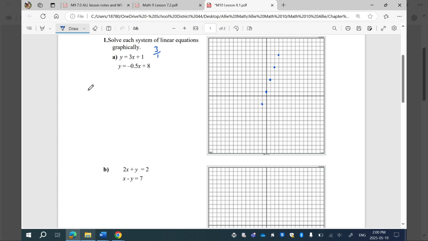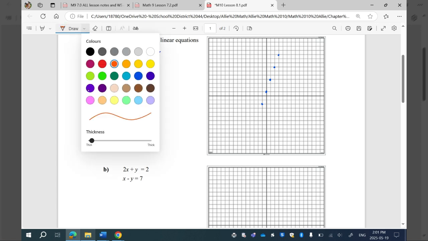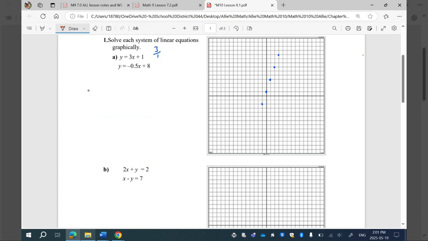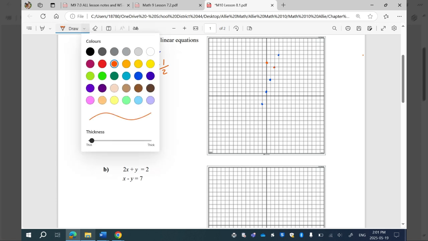Let's do the next one. I'll do it in red. We have an intercept of 8. 1, 2, 3, 4, 5, 6, 7, 8, positive 8. And then our slope, -1/2. So we're going to go down 1 and right 2. There you go. So you can see we've already now found our solution.